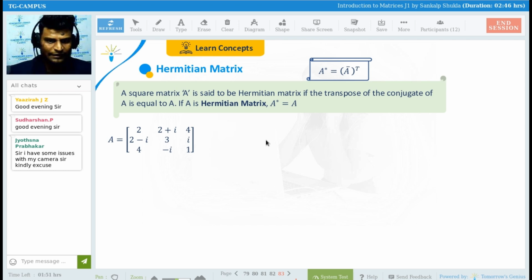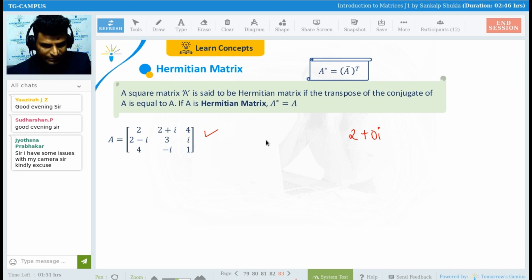For example, if I have such kind of matrix, so A is 2, 2 plus i, 4, 2 plus i is a complex number. 2 minus i is a complex number. 3, i again is a complex number. 4 minus i and 1. So we can see that in the elements we are having complex numbers. Now you can't say that 2 is not a complex number. 2 is a complex number. Why? Because 2 can be written as 2 plus 0i. So each and every element is a complex number.